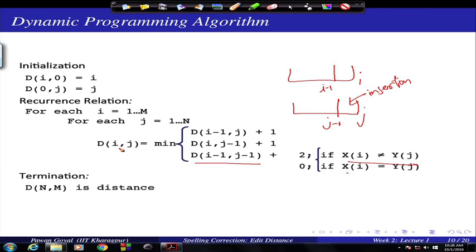Now because we are only storing the minimum cost, I will see what is the minimum of all 3 costs, and that is what I will store as dij, and then I keep on doing this until I arrive at dnm. So that is a simple dynamic programming approach for solving this. Okay, so let us see one example now.